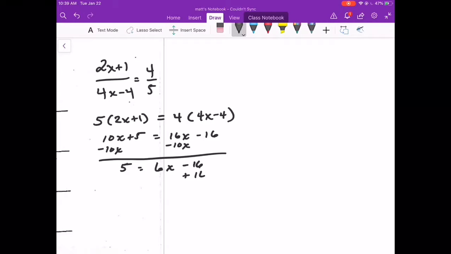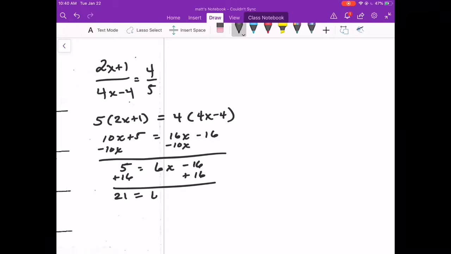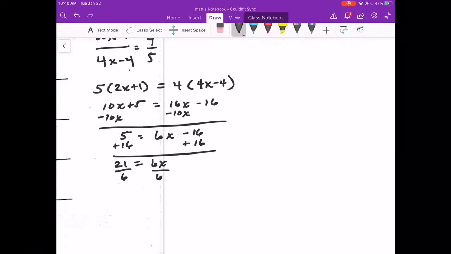Now I'm going to add 16 in order to isolate my variable. 21 is equal to 6x, and my last step will be to divide by 6 in order to get x by itself, and x is going to be equal to 21 over 6, or if you can tell that both 21 and 6 have a common factor of 3, that would be 7 over 2, or 3.5 is my x value.